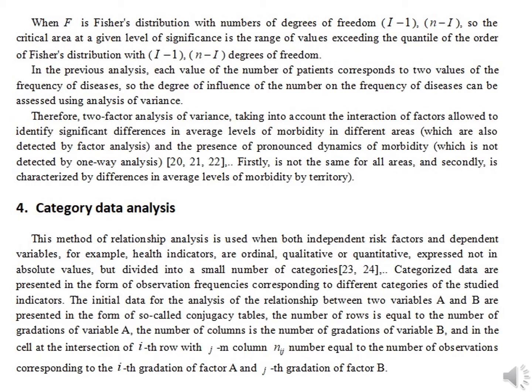In the previous analysis, each value of the number of patients corresponds to two values of the frequency of diseases, though the degree of influence of the number on the frequency of diseases can be assessed using analysis of variance. Therefore, two-factor analysis of variance, taking into account the interaction of factors, allowed us to identify significant differences in average levels of morbidity in different areas, which are also detected by factor analysis, and the presence of pronounced dynamics of morbidity, which is not detected by one-way analysis.